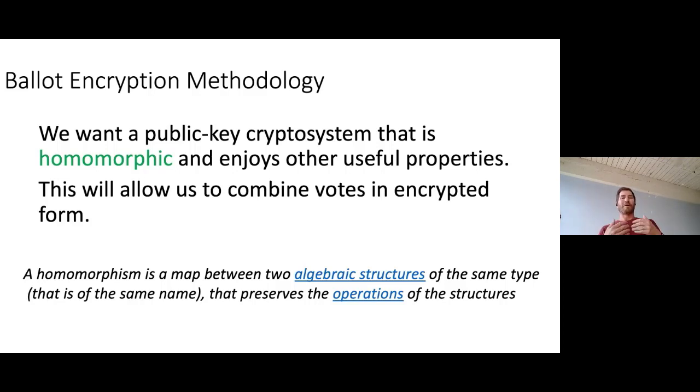A homomorphism is a map between two algebraic structures of the same type that preserves the operations of the structures. That's really important. And in this case, the algebraic structures are the unencrypted ballot and the encrypted ballot. We want to make sure that they are actually the same, that they map to each other, and that the operations that they perform are also the same.